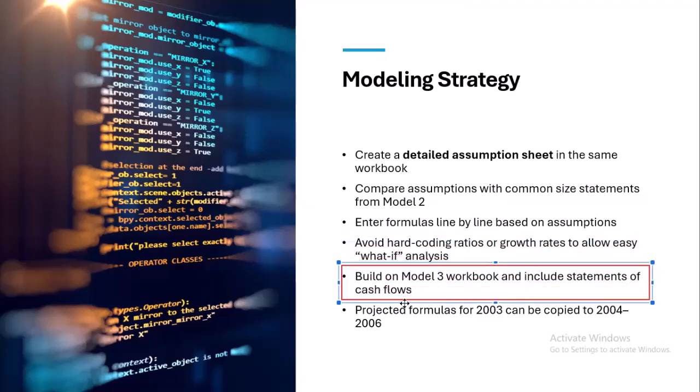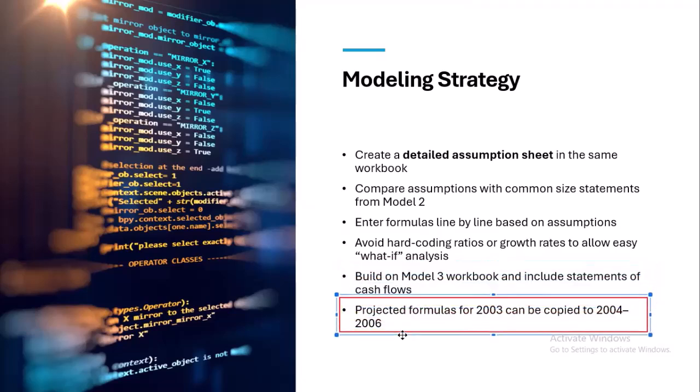Now, you want to build on the model 3 workbook and include statements of cash flow. The projected formulas for 2023 can be copied into 2024 through 2026 if they remain constant. Of course, they will remain constant. The projected formulas will be copied from 2023 into 2024 down to 2026.